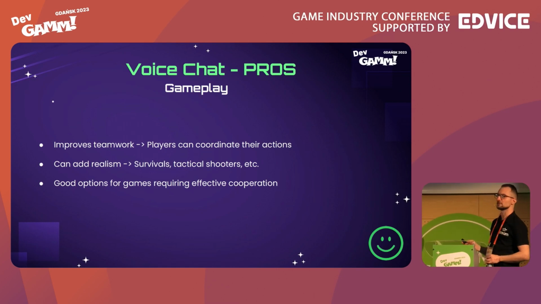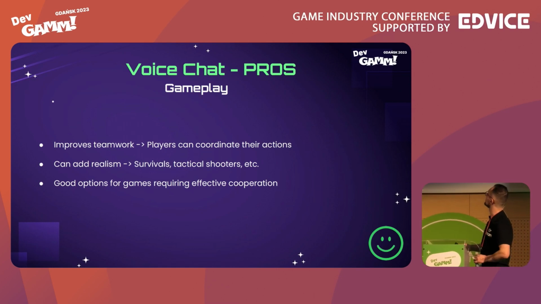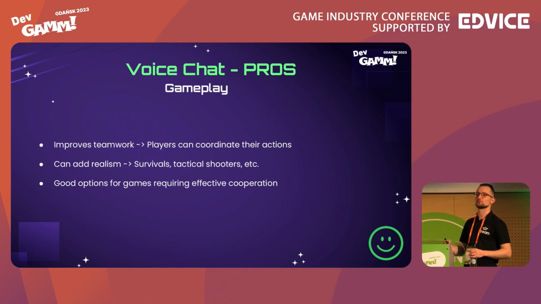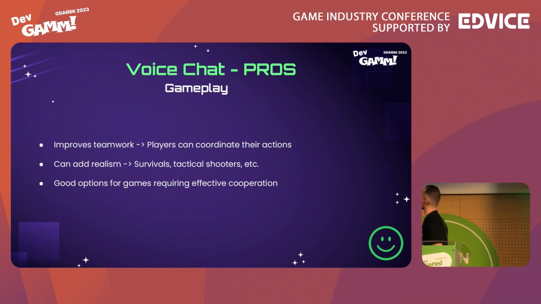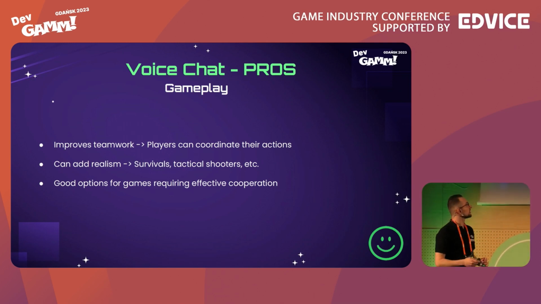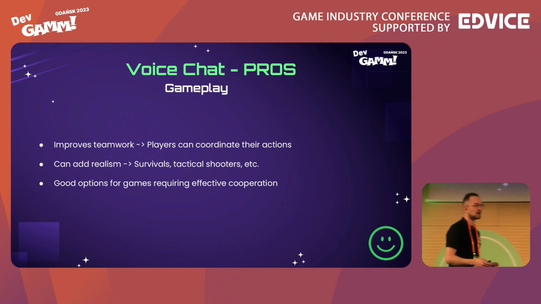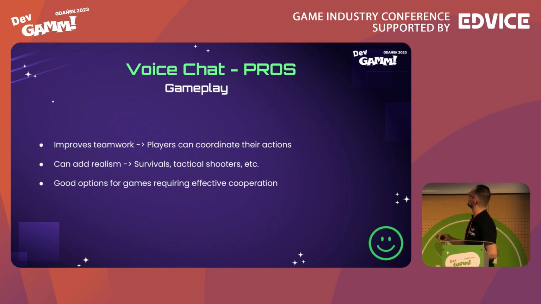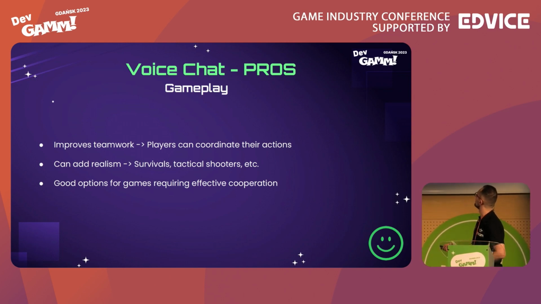So voice communication can improve the cooperation and teamwork within the game. If you're building a game that relies heavily on player communication, maybe you divide players into groups that need to work together, voice communication can be a great addition. It can also add a lot of realism. Think about survival games or tactical shooters. This gives players a lot of opportunity to really get into character, and it adds some realism to the game. As I mentioned, it's a great option when you require players to cooperate.